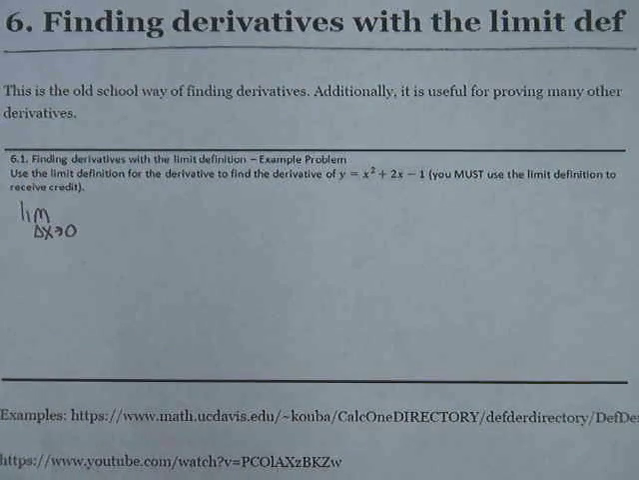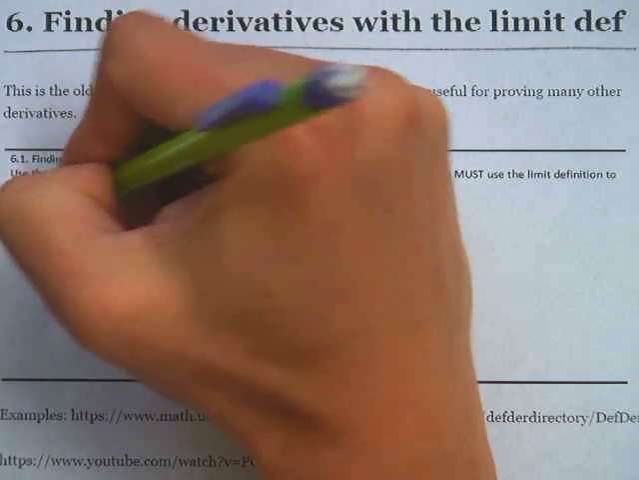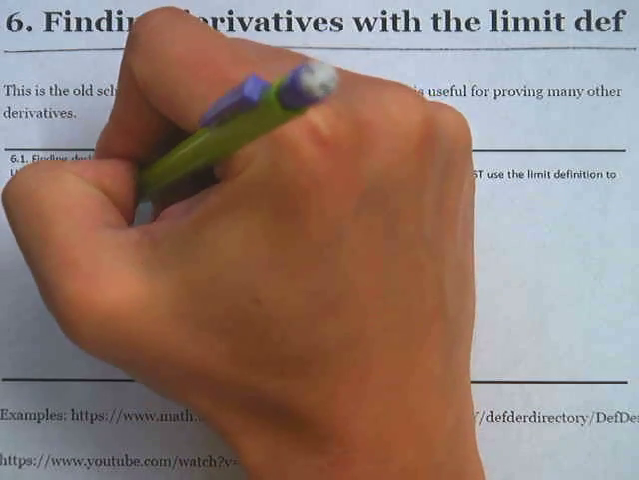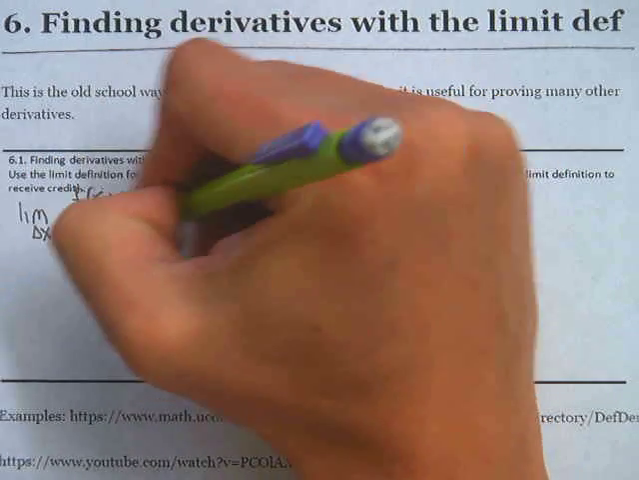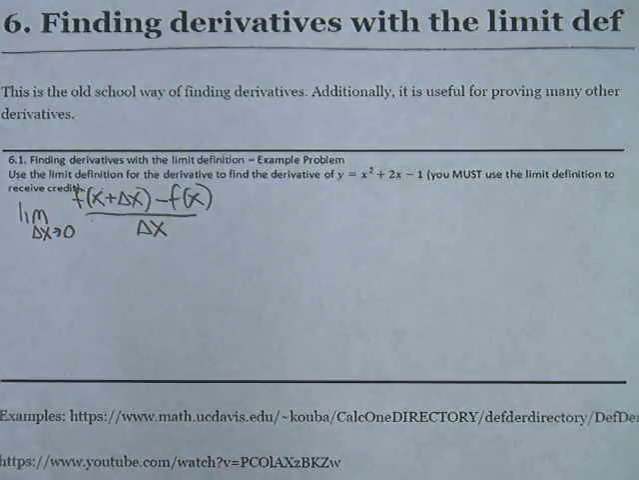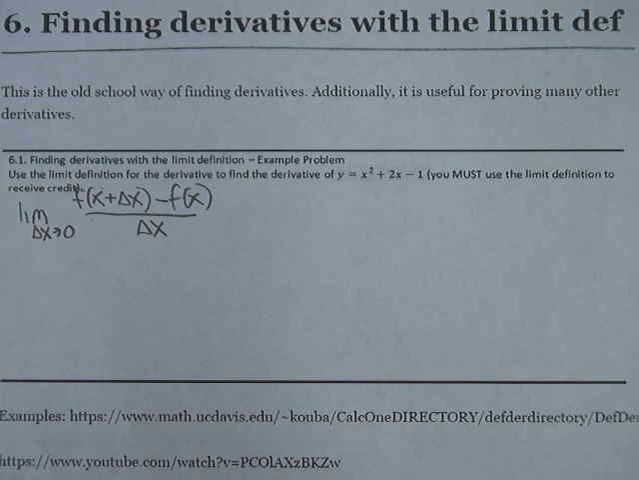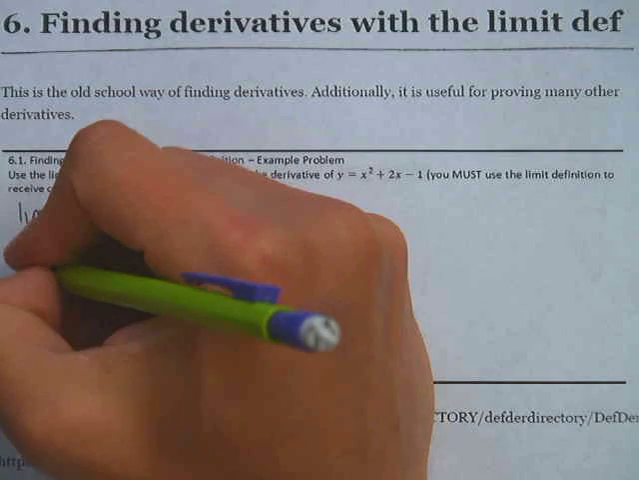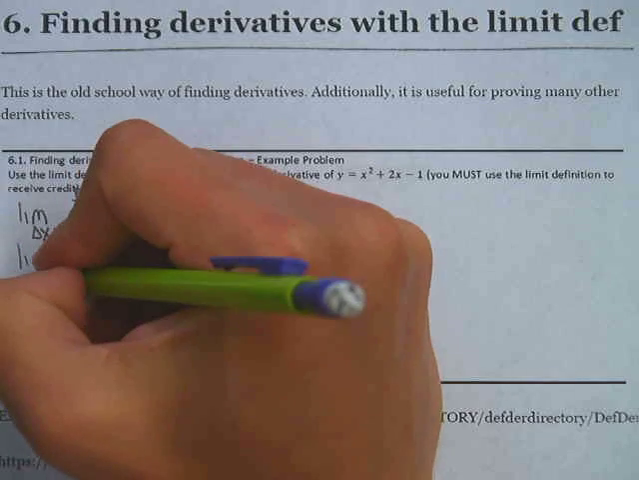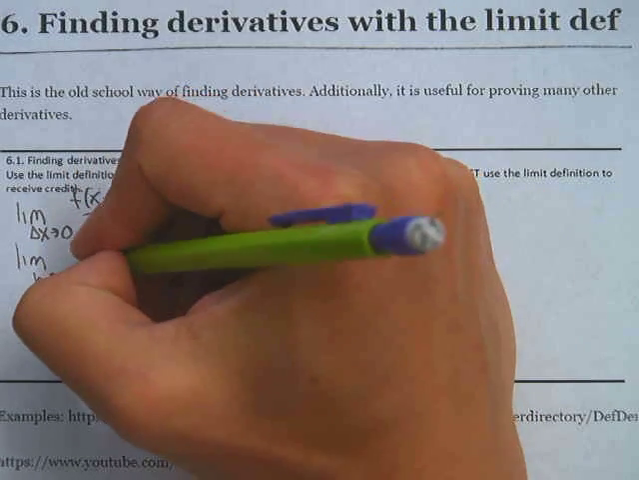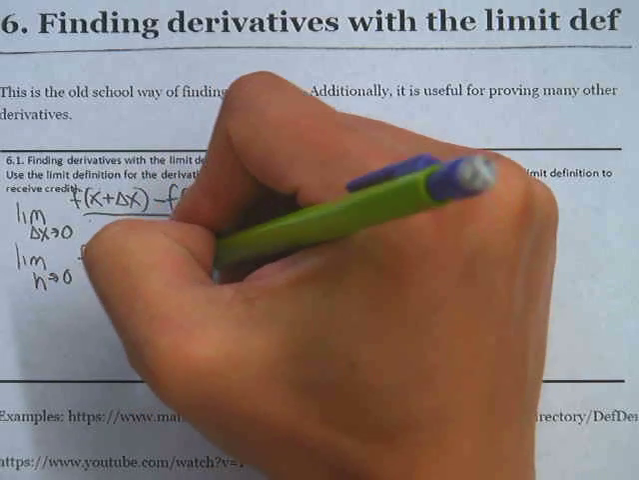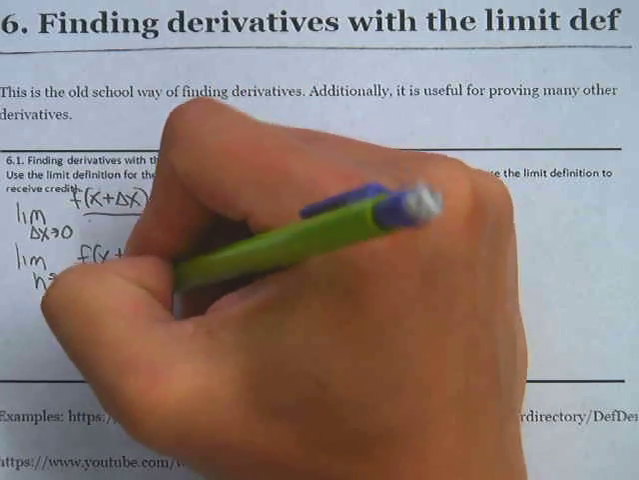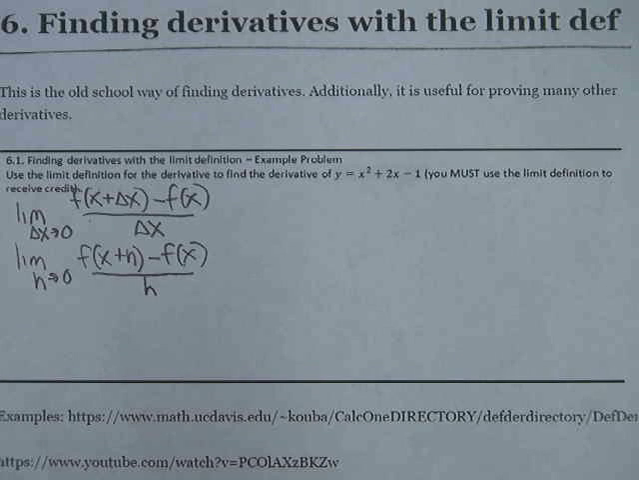So the limit as delta x approaches 0 of f of x plus delta x minus f of x, all over delta x. The other way this looks commonly is with an h instead of the delta x, and this is the way it tends to show up more on the AP test. So as you're preparing for the AP test, you're probably going to start seeing h's and stuff.